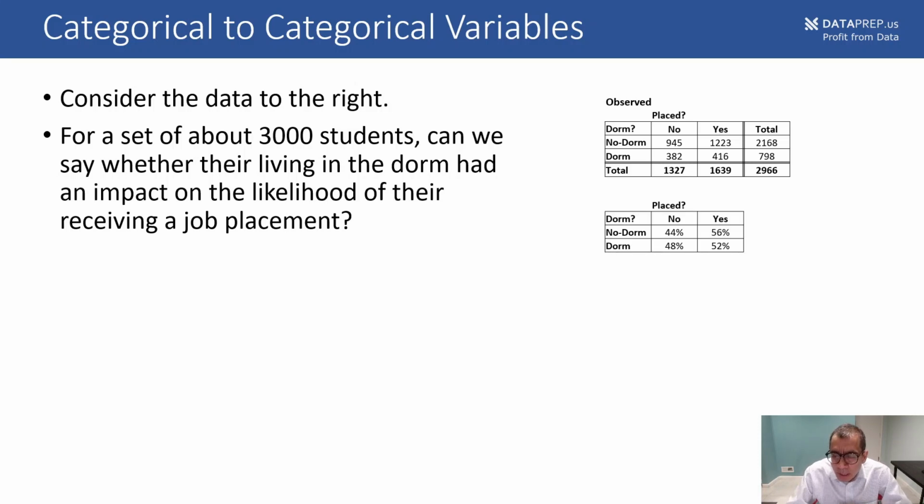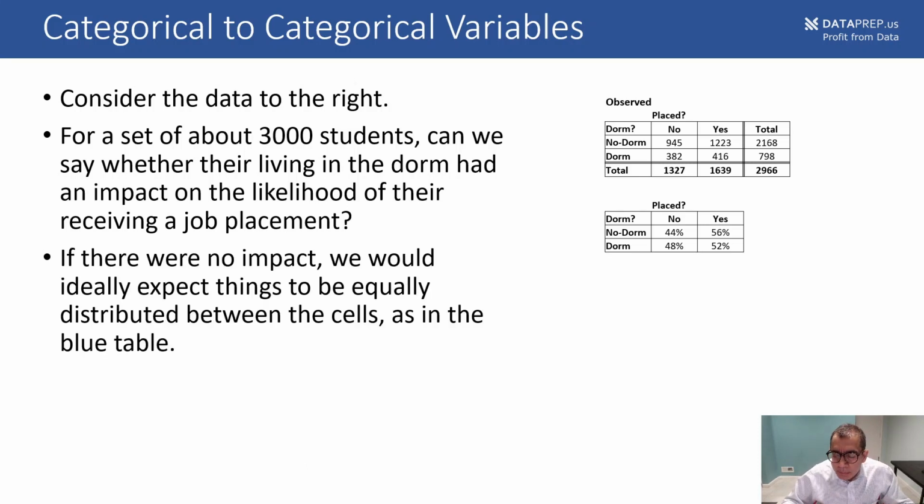We can actually calculate percentages. So we can convert this table to percentages, as in how many of the dorm people received a placement, and how many of the no dorm people received a placement, and we see that the numbers are 56% received a placement if they did not live in a dorm, and 52% received a placement when they did live in a dorm. So is this difference material, or is this just a statistical quirk? Does it matter? And again, is there a way to figure this out?